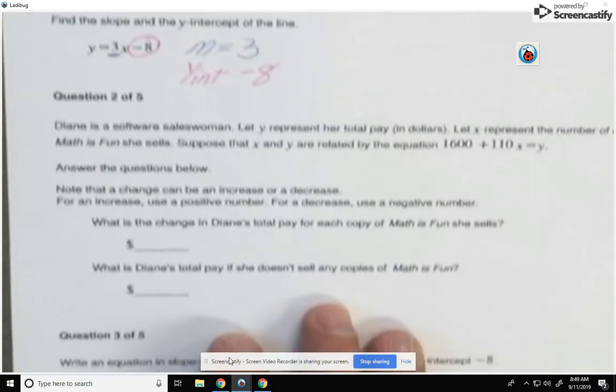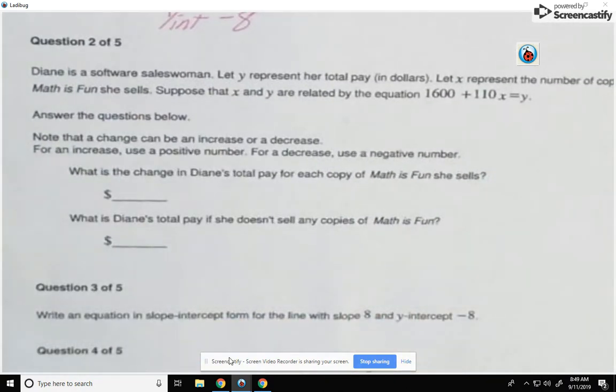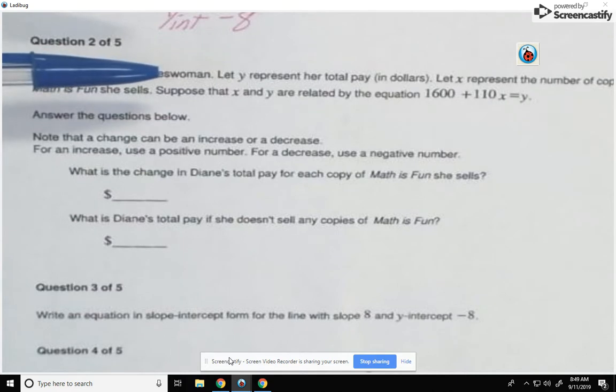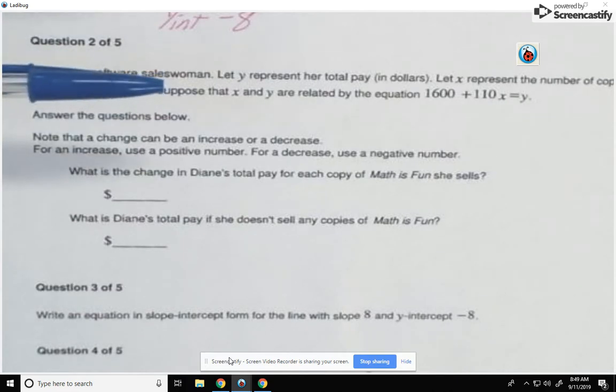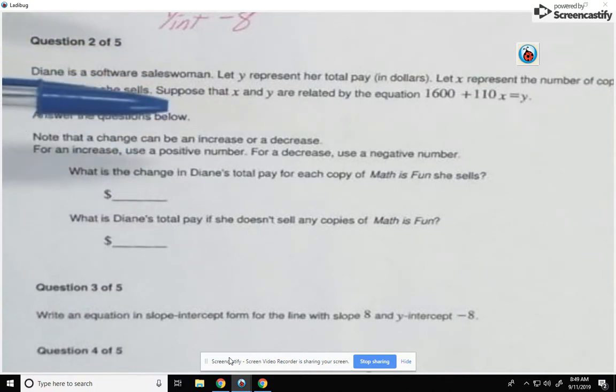Alright, question 2 is a basic question asking you to figure out what each part of the equation represents. So here it says Diana is a software saleswoman. Let y represent her total pay. Let x represent the number of copies of Math is Fun she sells. Suppose x and y are related by the given equation.